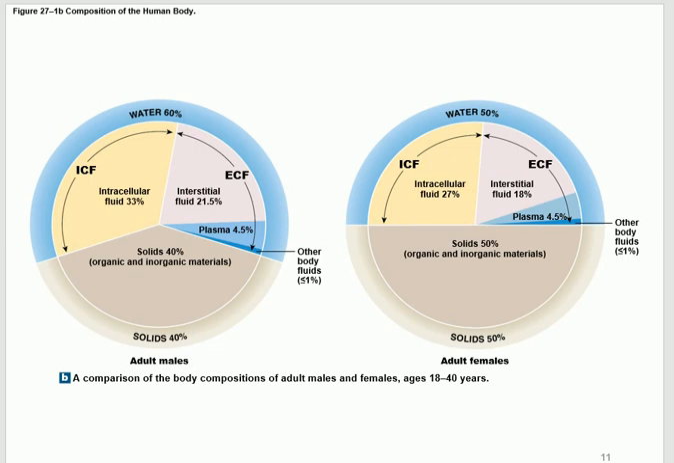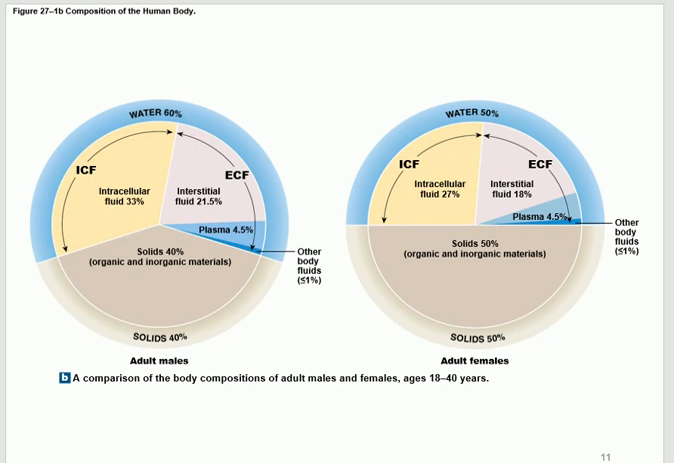This is the male. Look at this water, 60% versus 50%. So if this is 60%, the 60% is divided as intracellular 33, followed by interstitial, followed by the plasma, and the least, like 1% or less, is others, all others together. Even if you don't remember these percentages, you have to remember that it is 60% versus 50%, 60 in males, 50 in females. Is that clear?